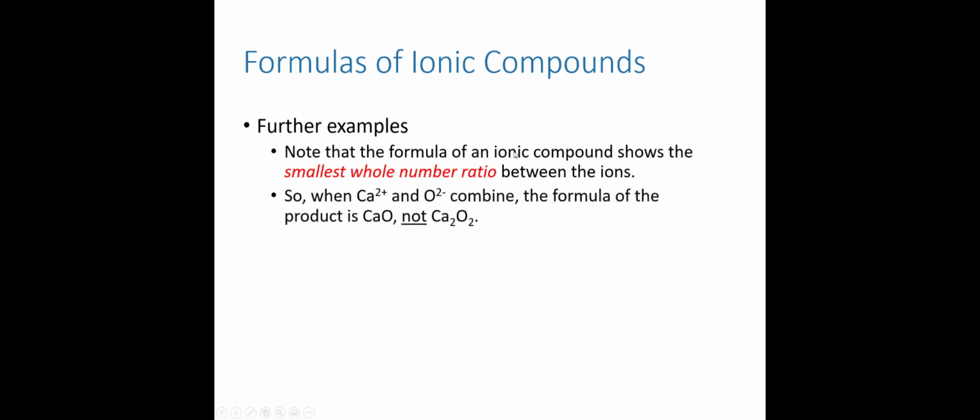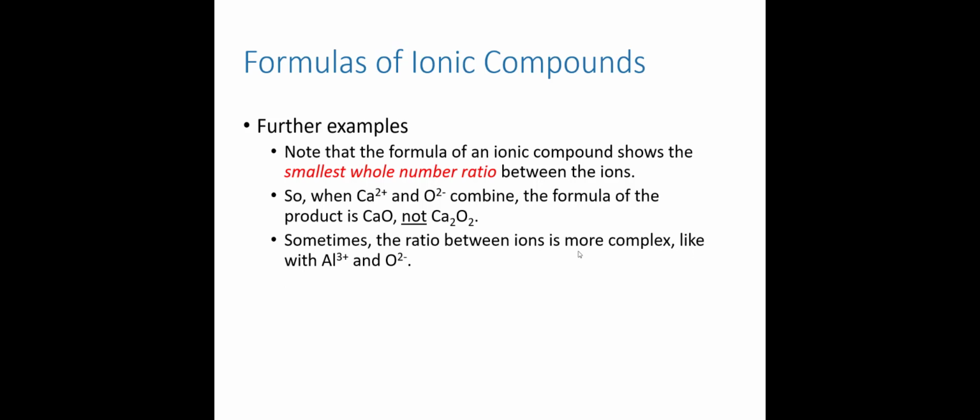So for example, when we have calcium combining with oxide, the correct formula would be CaO, not Ca2O2. Why? Well, this isn't the lowest whole number ratio. So what you always need to do after writing a formula is check the 2 subscripts and make sure they're not divisible by anything other than 1. If they are divisible by anything greater than 1, then you need to divide by that number until you can get them to the lowest whole number ratio. So we divide by 2 in each of these cases.